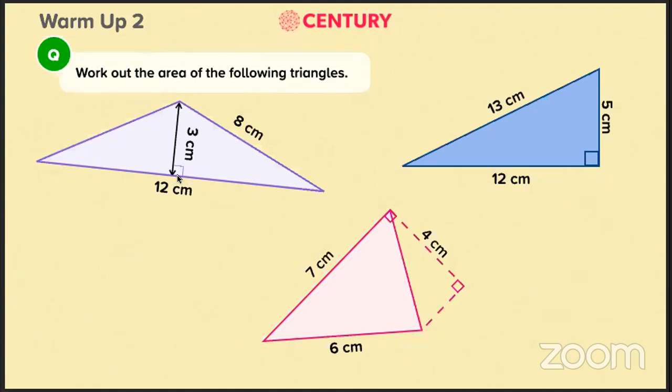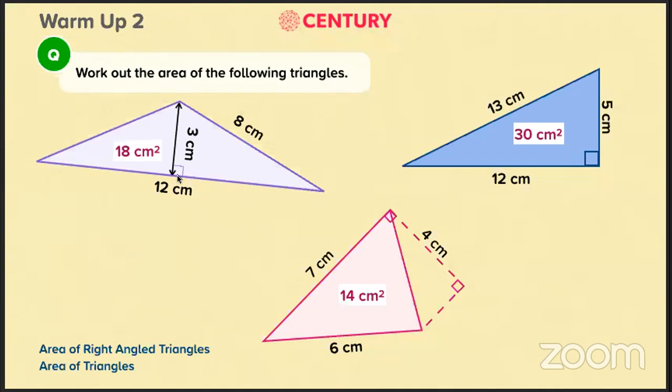Okay, and let's check those answers. So this one up here, you should have got 30 centimeters squared by using 12 as your base and 5 as your height, or you could do 5 as the base and 12 as the height. Either way, you'll get the same answer. And then this one down here, quite tricky at first. Your base is this length of 7 centimeters and your height was 4 centimeters. So well done if you got 14 centimeters squared as your answer.